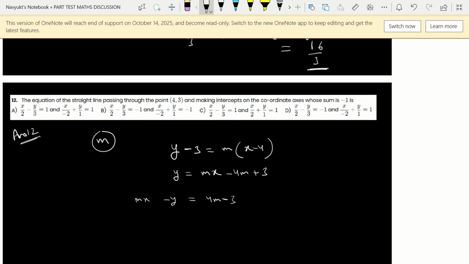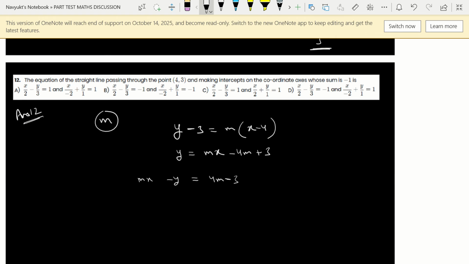Let's convert this into the intercept form, because they have given us the relation of the intercepts. So we'll simply divide by 4m minus 3 on both sides. We get x upon (4m minus 3) upon m, minus y upon (4m minus 3), equals 1. Now the sum of these intercepts is given as minus 1, which gives us (4m minus 3) upon m plus (4m minus 3) is given as how much? So this is in minus sign, so this would be minus sign.